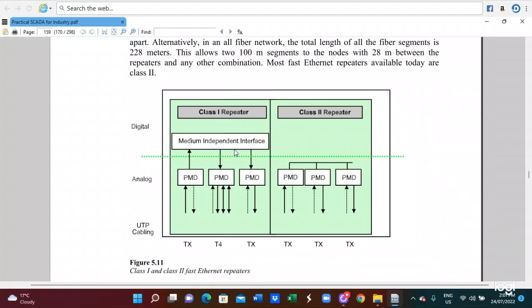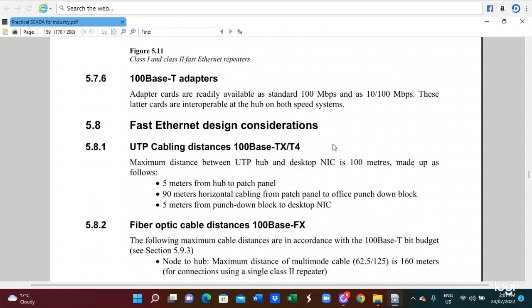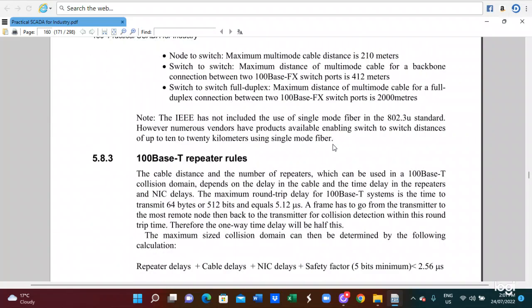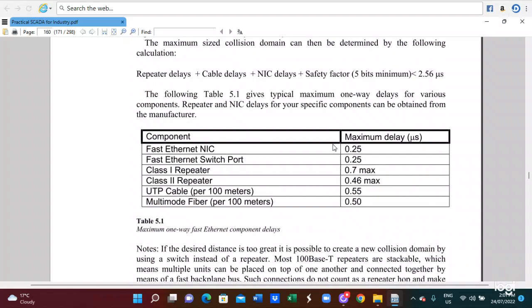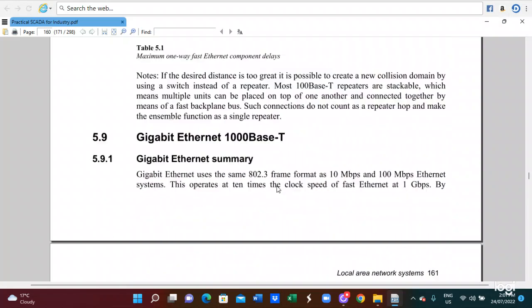This is a class 1 repeater, class 2 repeater, media independent interface, also the arrangement of that computer. Also the 100BaseT repeater rule. So this is what the repeater rule is, the component, and also the maximum delay. So the repeater rule system.